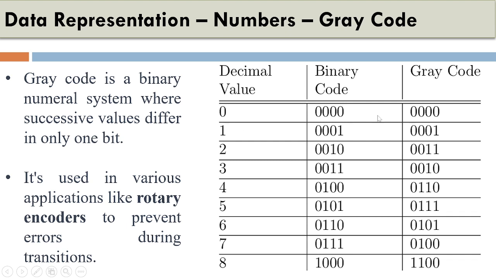So here you can see, for 0 it is the same, for 1 it is the same, but for 2 you can see, since there was a change in the LSB, it will not change for the next one, but there will be a change in the next bit, which is 0 to 1. Similarly, for the next one, there was a change here, so this will remain the same, but this will change to 0. So this is how a Gray code differs from the binary code.